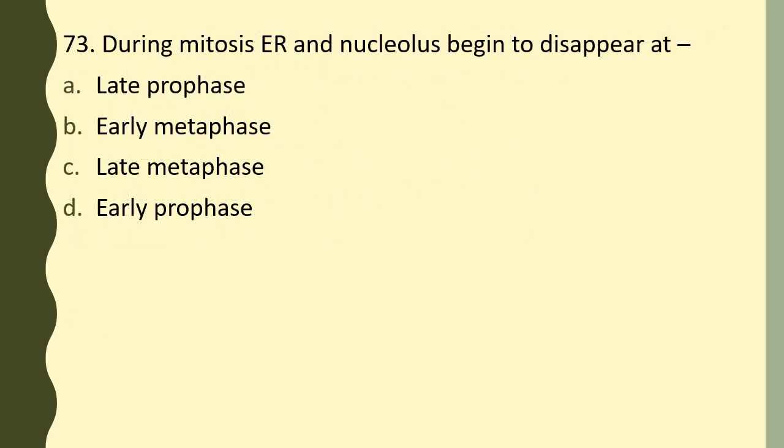Question number 73. During mitosis, endoplasmic reticulum and nucleolus begin to disappear at late prophase, early metaphase, late metaphase, early prophase. Correct answer is option A, that is late prophase.